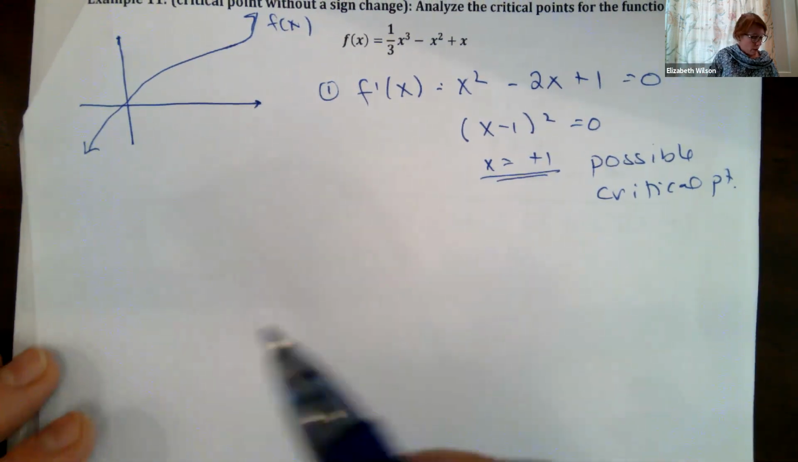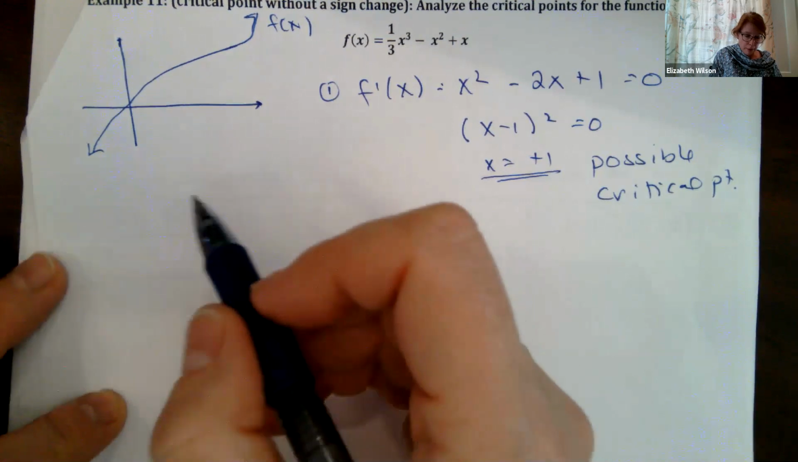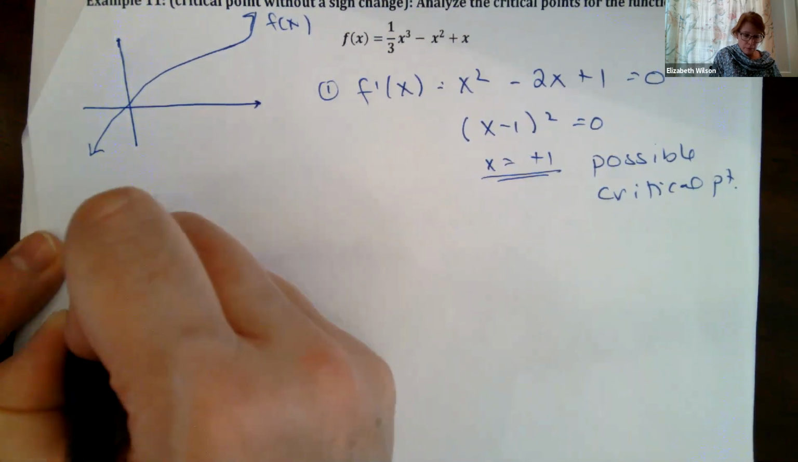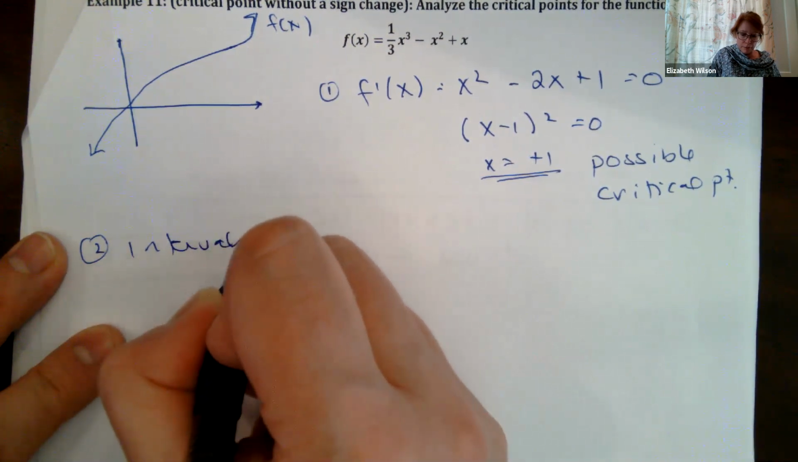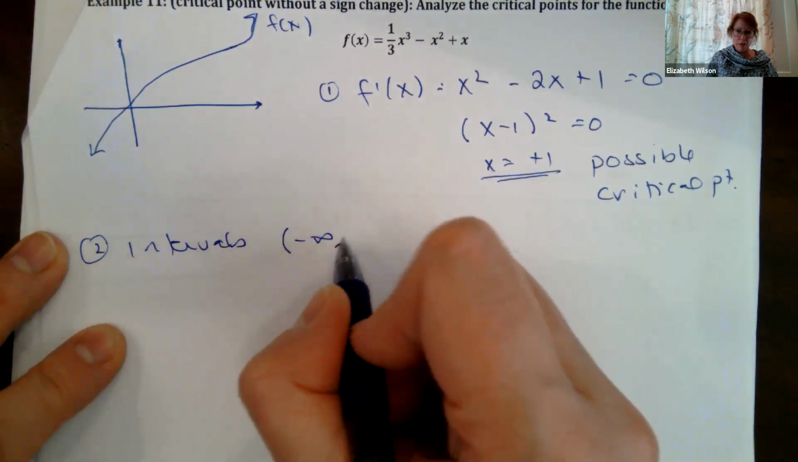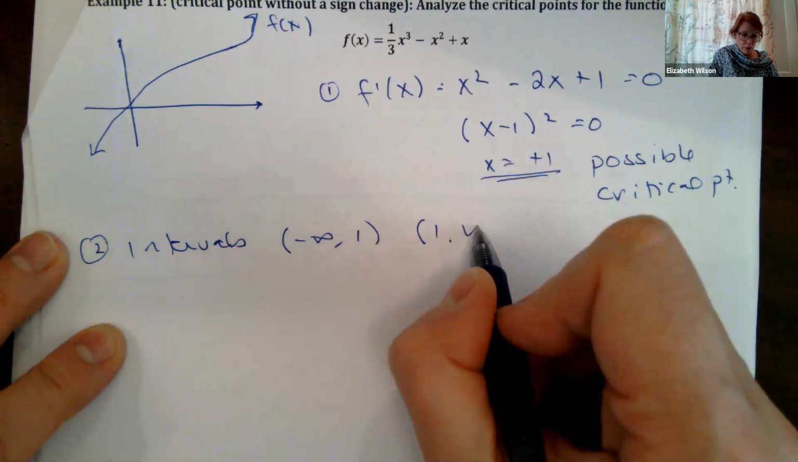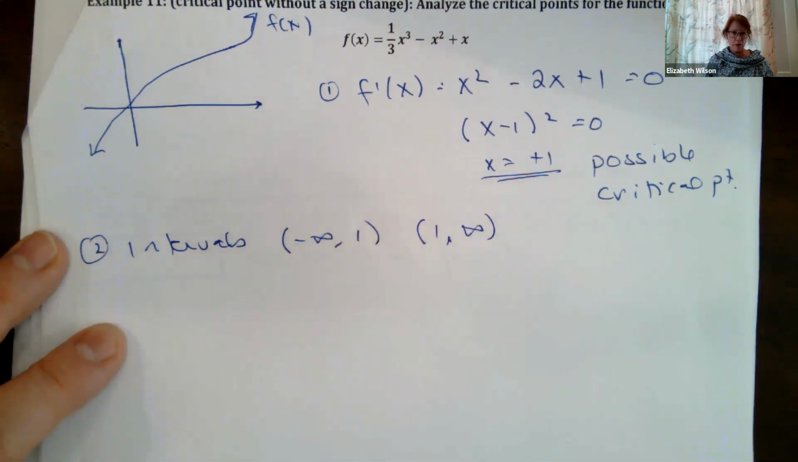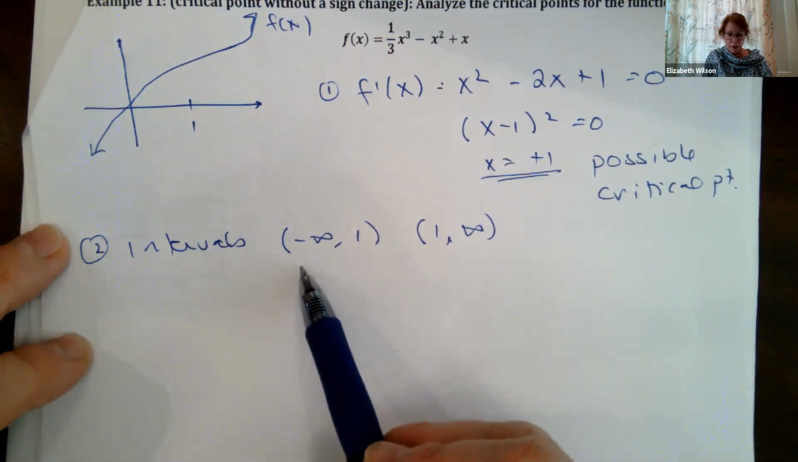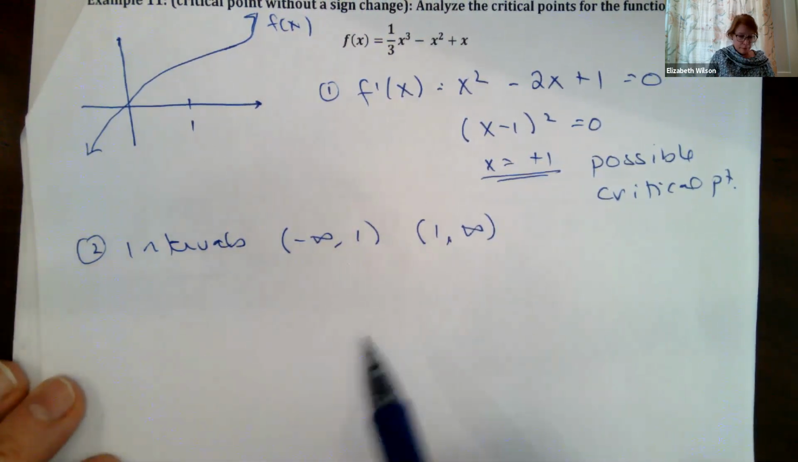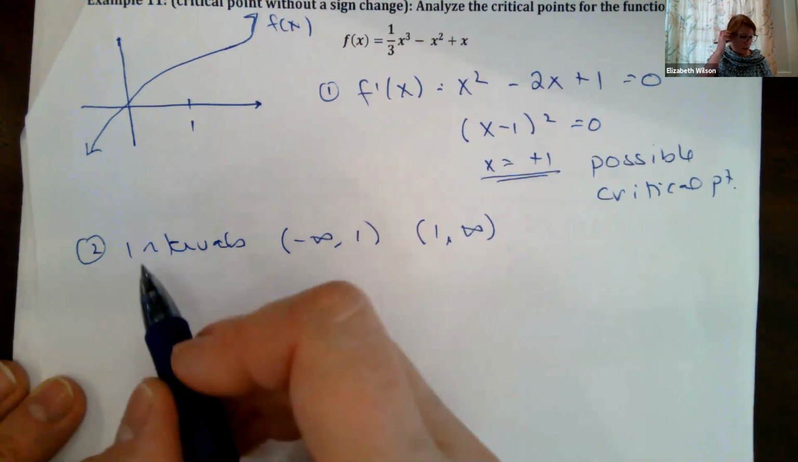Okay, so I'm going to take a look at what's happening. So my intervals are going to be minus infinity to 1, 1 to positive infinity. I need to check values of my function. So let's say here's my 1 right here. So I'm going to check values of my first derivative by choosing values within here. So I'm going to summarize it quickly.